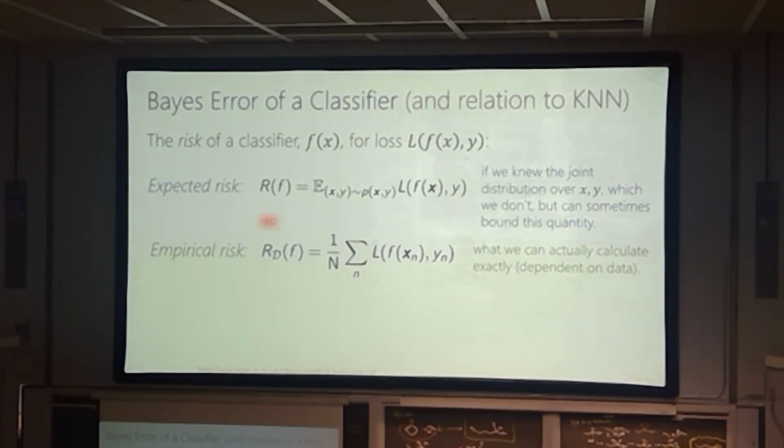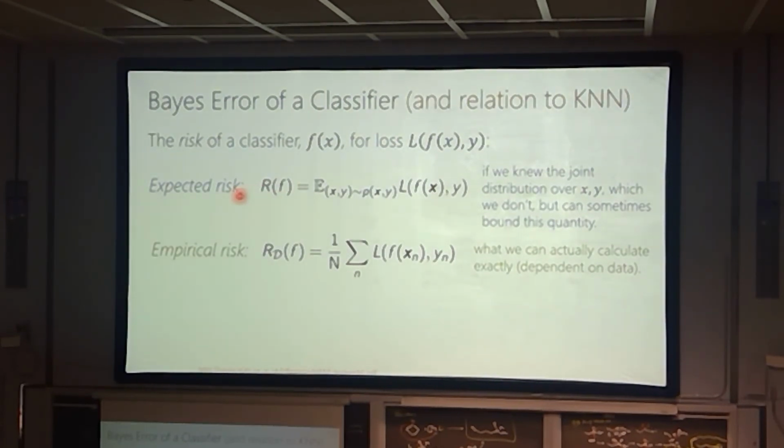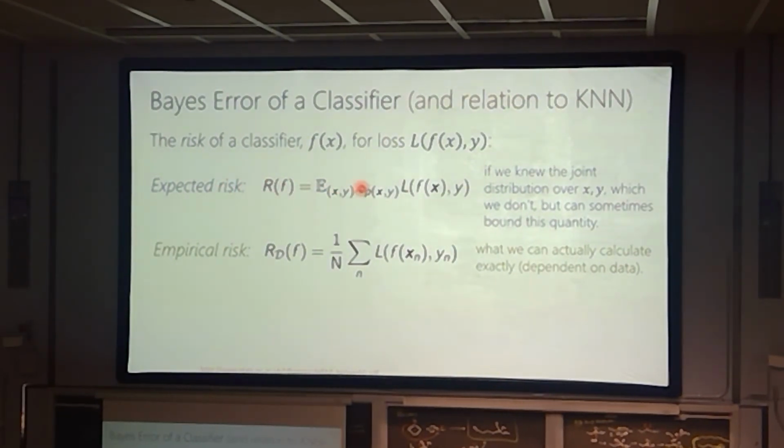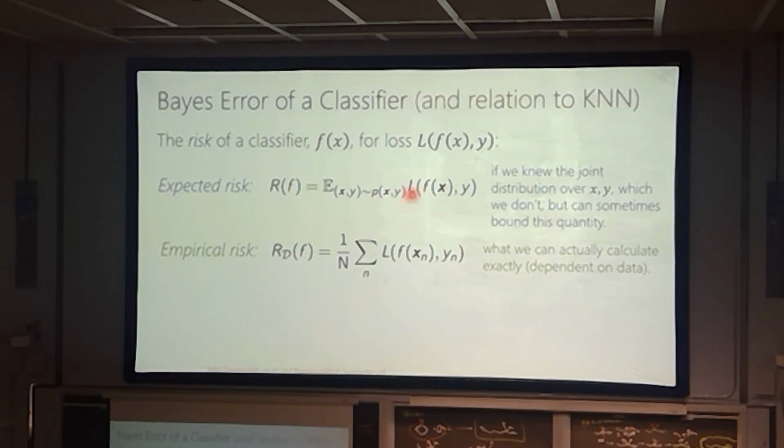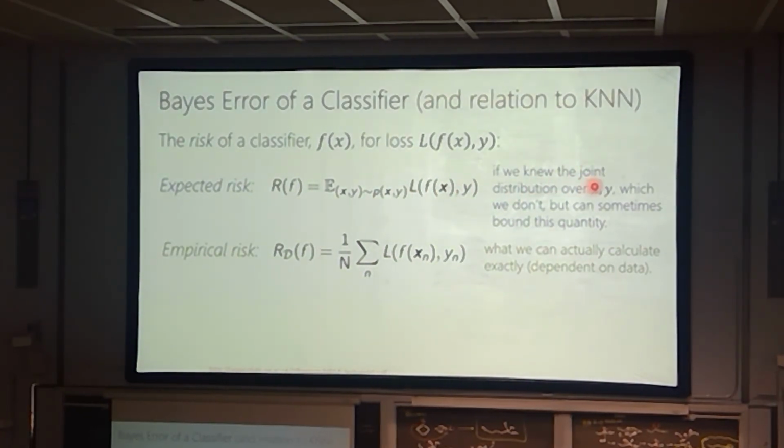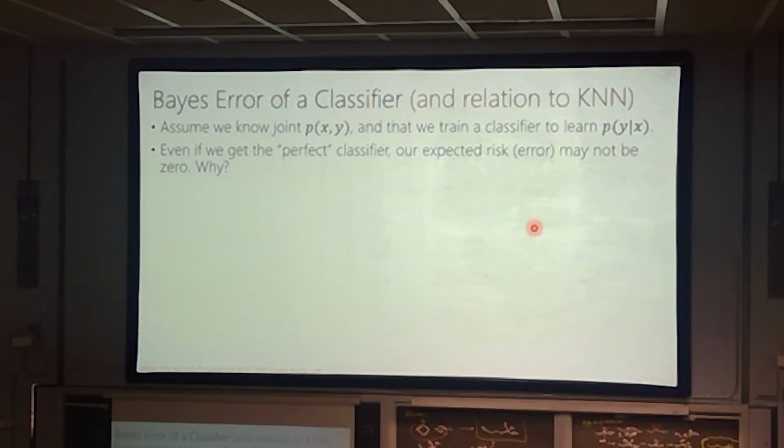So this is what's called the empirical risk, a fancy term for something you've seen a lot, and we can calculate it. The thing that we can't typically calculate is what's called the expected risk. This is the thing that's not dependent on the data, because if we knew the joint distribution over X and Y, then we would just average the loss of that classifier over all of them, and it wouldn't be dependent on the data. This is the idea of expected risk.